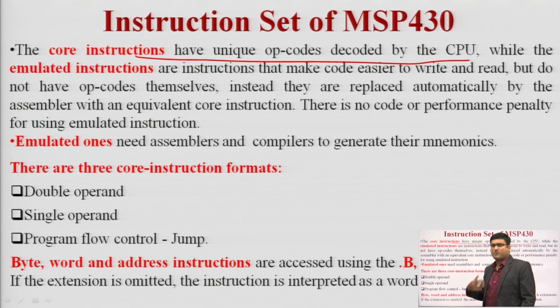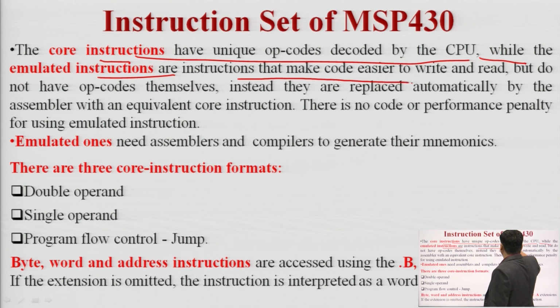Core instructions means the main instructions available in the MSP 430 microcontroller, and the other set is emulative instructions. Emulative instructions are basically instructions used to support the core instructions, and they make code easier to read and write. What is the use of emulative instructions? They make the code easier to read and write, but they do not have opcodes.